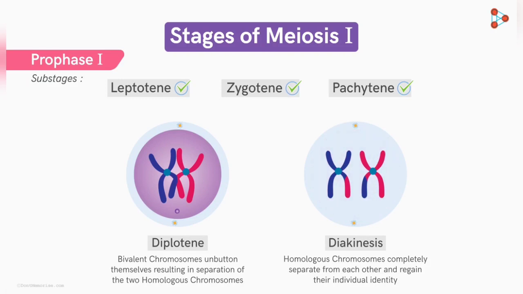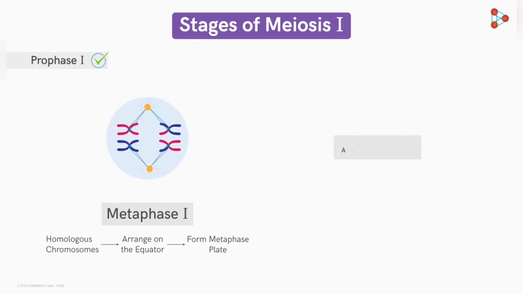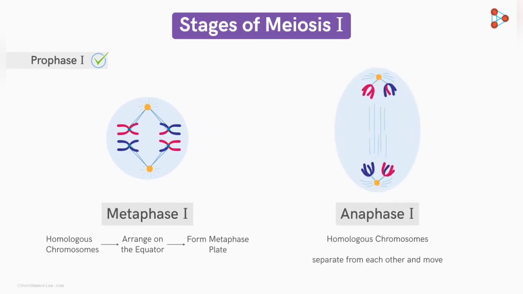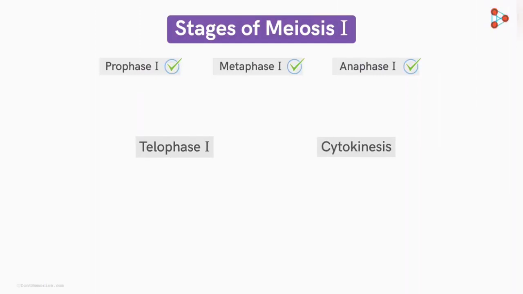Now let's move ahead with the next stage of meiosis 1, that is metaphase 1. The homolog pairs align on the equator of the cell with random orientation. This arrangement is called the metaphase plate and is a result of independent assortment. In the successive phase, that is the anaphase 1, the homolog pairs separate from each other and move towards the opposite poles. Finally, the cell undergoes the last phase, that is the telophase 1, along with the first cytokinesis.